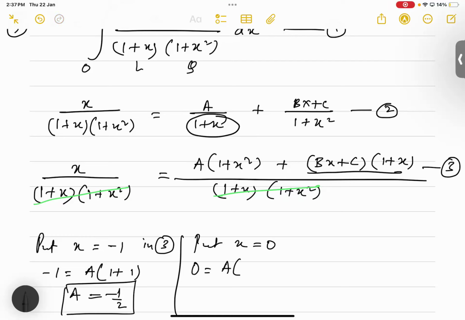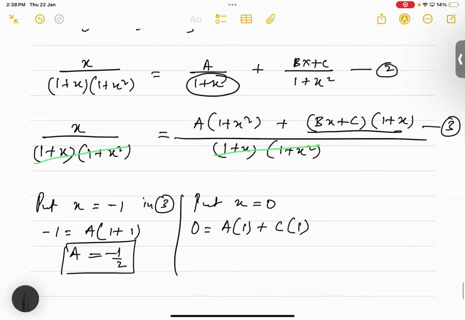So a into 1 plus 0 square, that is 1. Bx, b into 0 is 0. C into 1 plus 0, which is 1. What is a? Minus half plus c. C is equal to half.